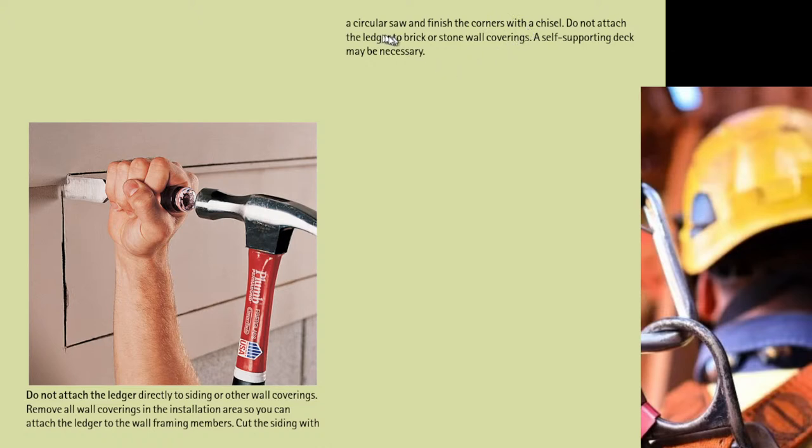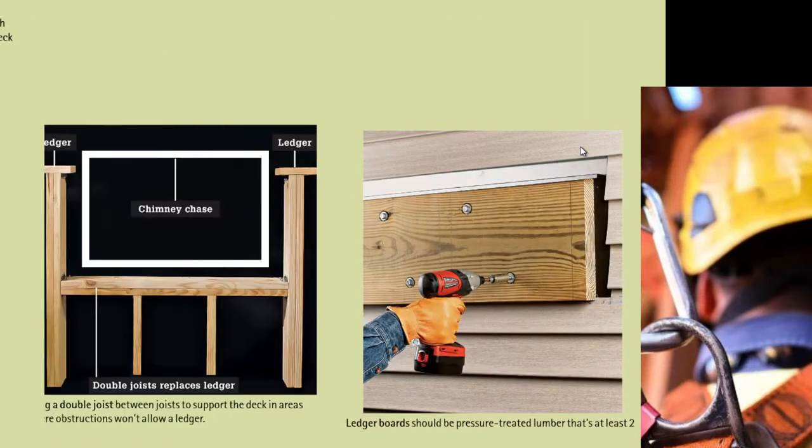Do not attach the ledger to brick or stone wall coverings. A self-supporting deck may be necessary, meaning it must have its own column or post. Hang a double joist between joists to support the deck in areas where obstructions won't allow a ledger. So this is what we mean by ledger.